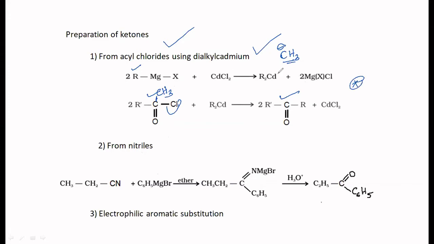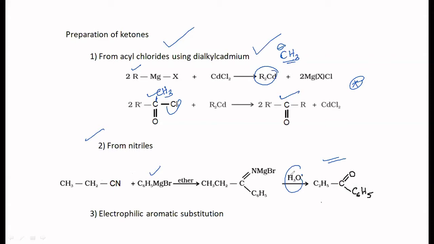The moment you see this reagent, you should be able to identify that it is for the preparation of ketones. So from nitriles, Grignard reagent, this reaction we have done, they react with this followed by hydrolysis, you are going to get ketones. This is another important reaction.